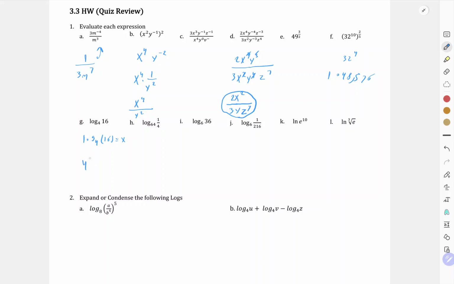4, which is the base, to the power of what equals 16? If you think hard enough, it's 4 times 4 is 16, so that's 2. So x is just 2, because 4 to the power of 2 is 16. So now you know what 16 is, and the missing part was 2. Now you apply the same rule.